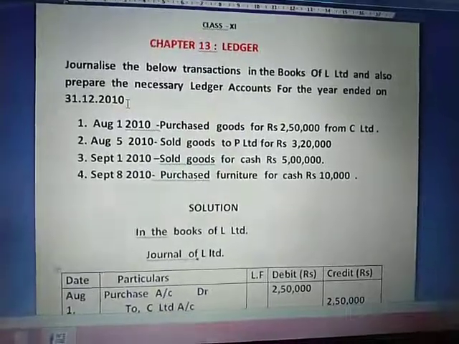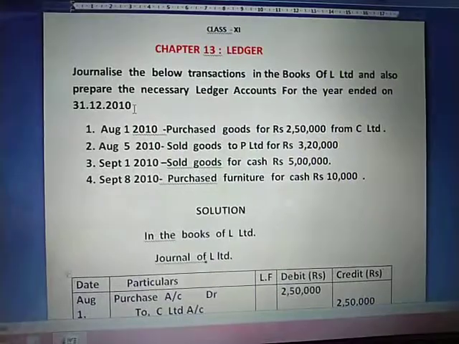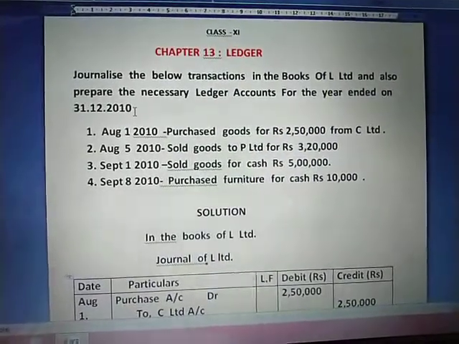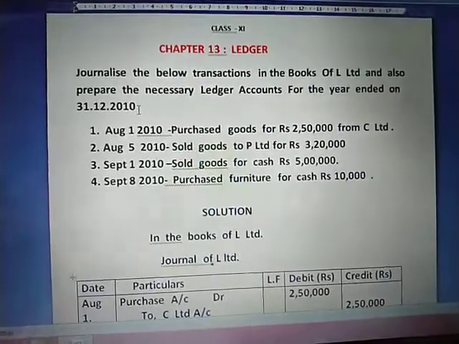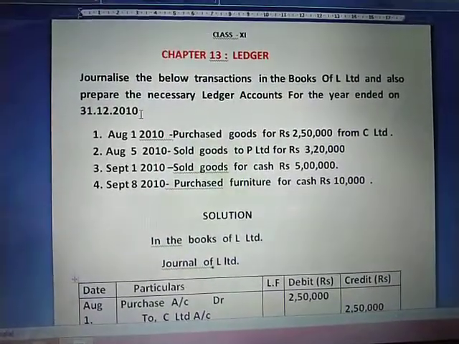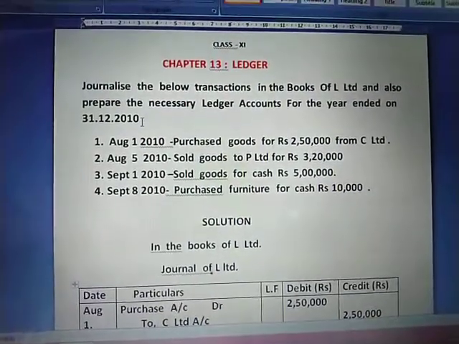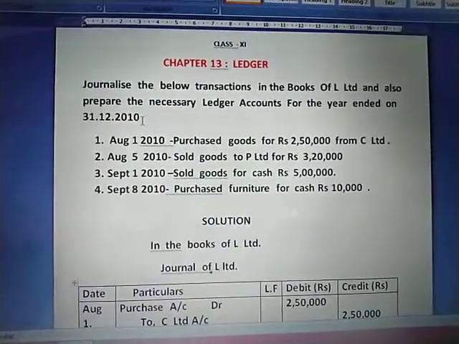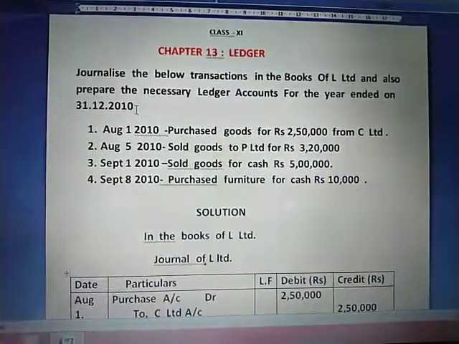Hello students, today we will learn how to record the transactions or post the necessary entries in the ledger account from the journal entries. I have already discussed the rules for posting into ledger accounts. Today I will discuss those rules through a sum. That will make your concept much clearer about ledger posting.